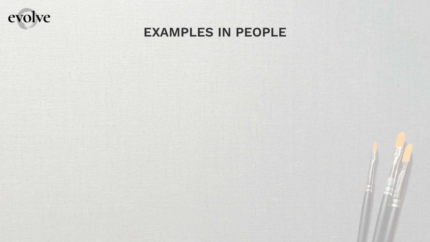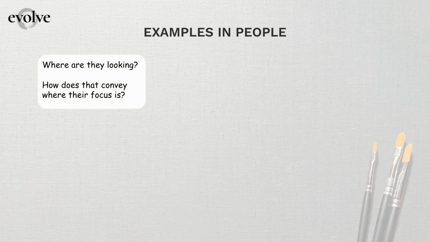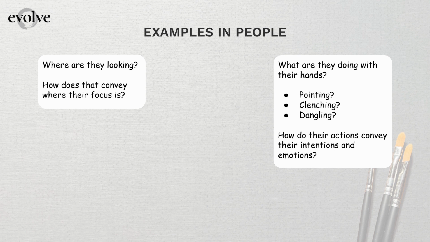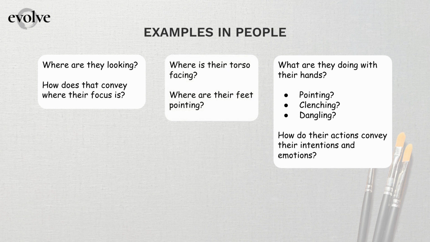Okay, so let's break this down more with examples in people. You could think about a person in a narrative painting. Where would they be looking? How does where their eyes are convey where their focus is? Or what are they doing with their hands? Are they pointing? Are they clenching? Is their hand just dangling limply? How do their actions convey their intentions and their emotions? Where's their torso facing? Where are their feet pointing?